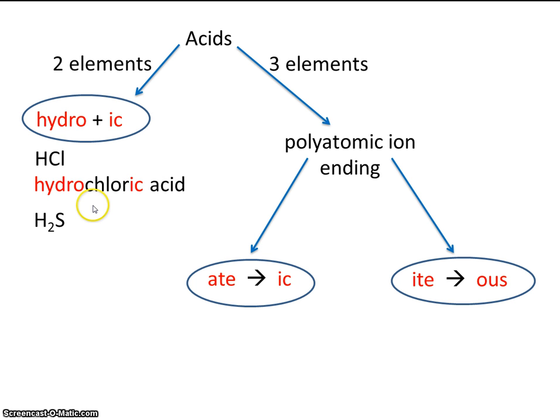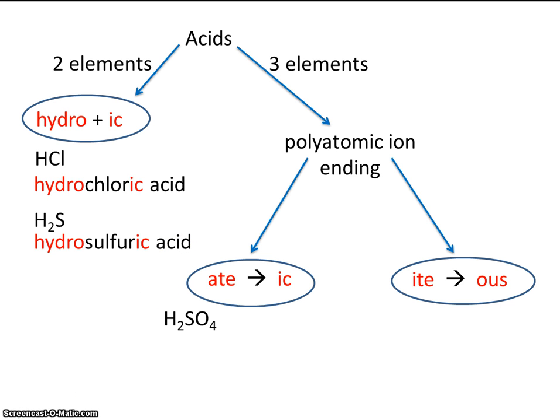Let's try another one. We have hydrogen and sulfur. Notice there's 3 atoms. There's 2 atoms of hydrogen and 1 atom of sulfur. But this doesn't say atoms up here. This reads elements. And there are only 2 elements here, hydrogen and sulfur. If you see something like this with hydrogen, there's a possibility it's an acid. And since we just have hydrogen and sulfur, that's 2 elements. So we know it's going to start with hydro and it's going to end with ic. And this element is sulfur. So hydrosulfuric acid.